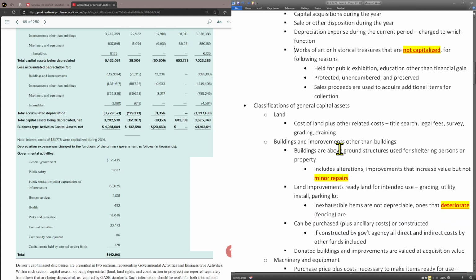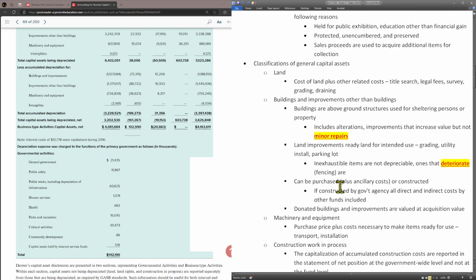So classifications, these are general things that we've looked at in GAAP. You'll notice a lot of similar things. Land, again, is the cost of land plus the other related costs, title search, legal fees, and anything that you need to do to get the land ready for use, such as grading or draining. Buildings and improvements other than buildings. Buildings are above-ground structures.